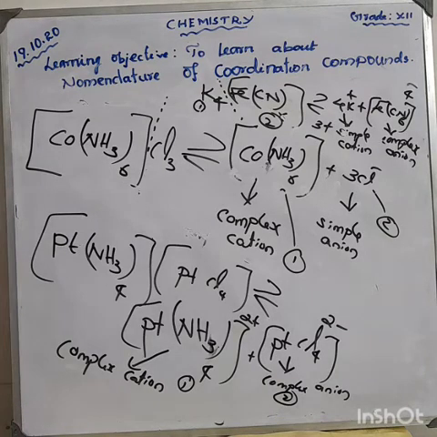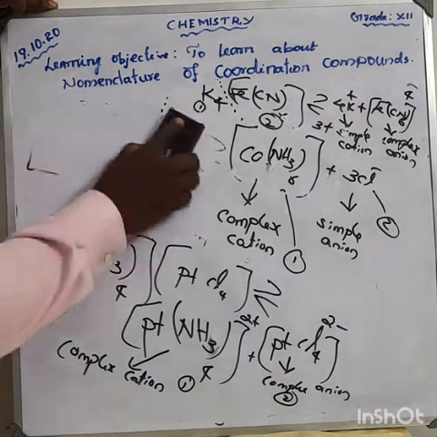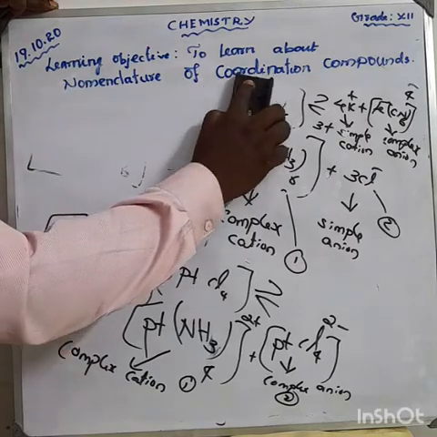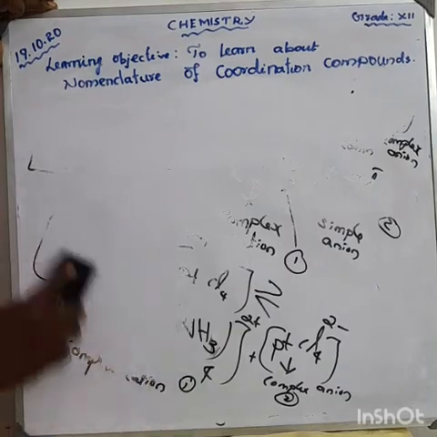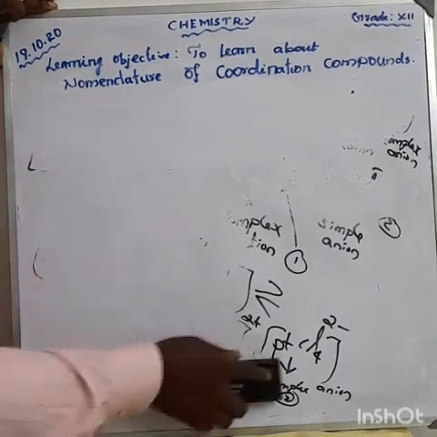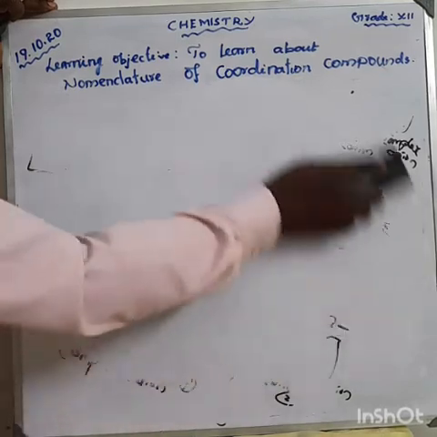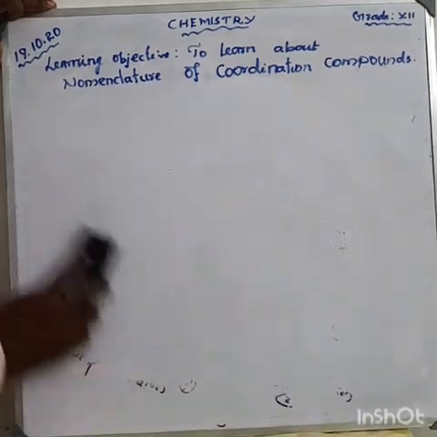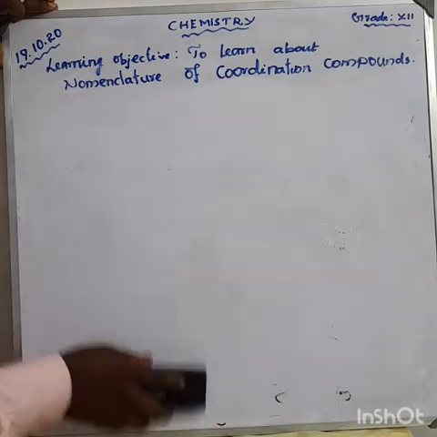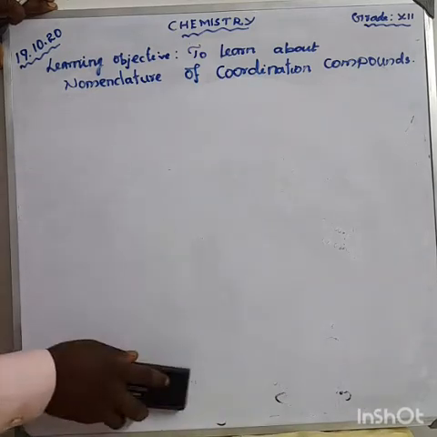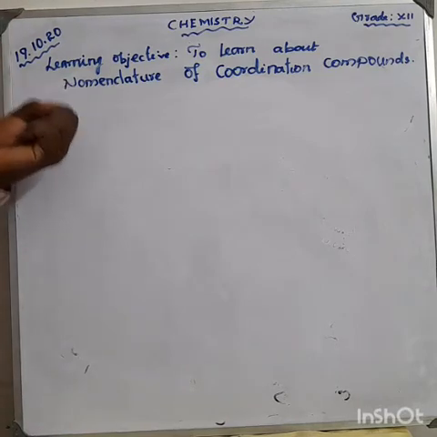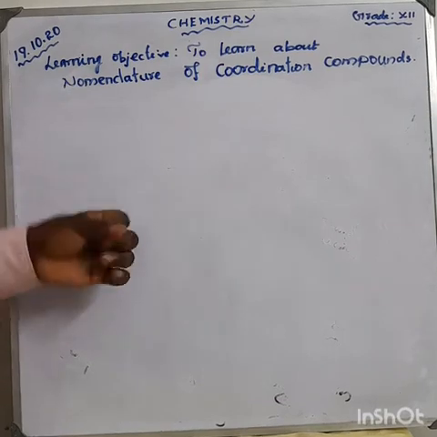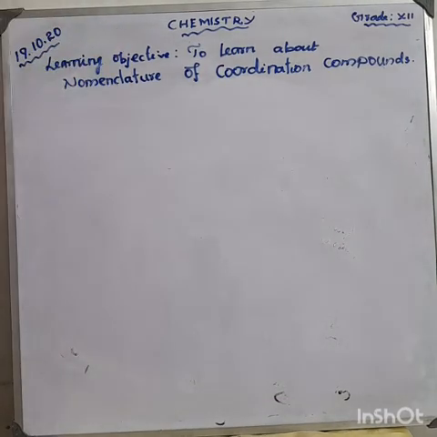Next, what is the second rule? The second rule concerns simple ions. We have some simple ions, maybe sodium, potassium, like that. These are simple ions. Chloride, nitrate, sulfate, these are simple ions. The simple ions are named as in other ionic compounds.